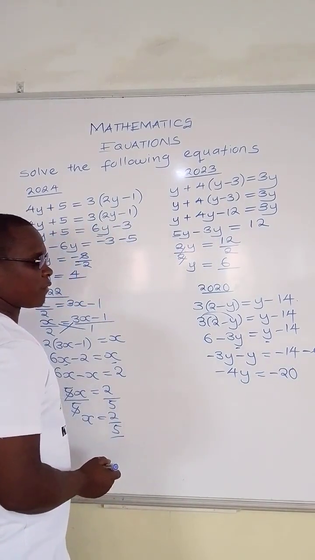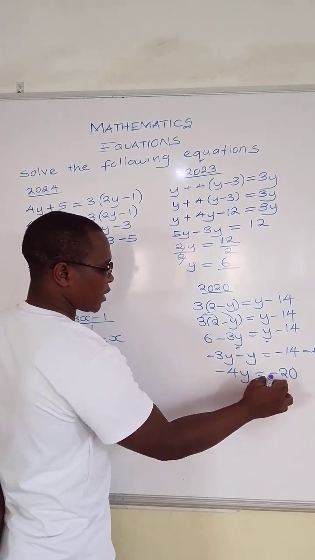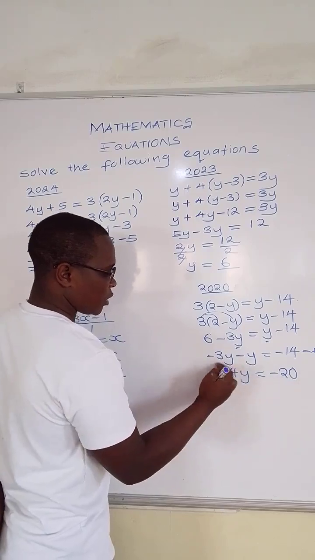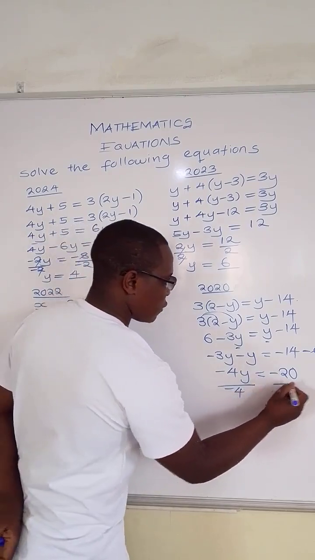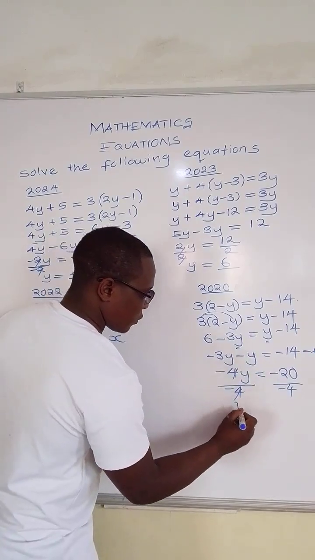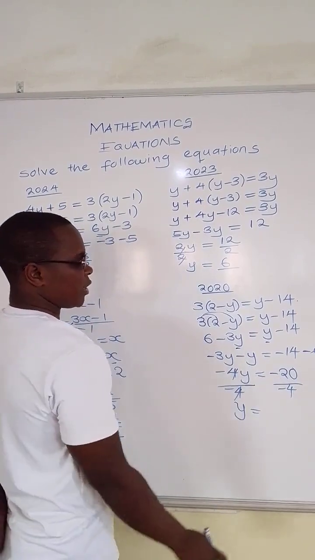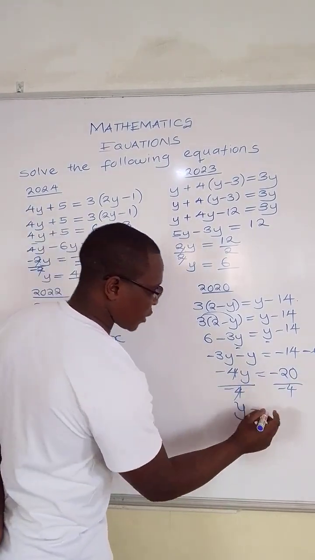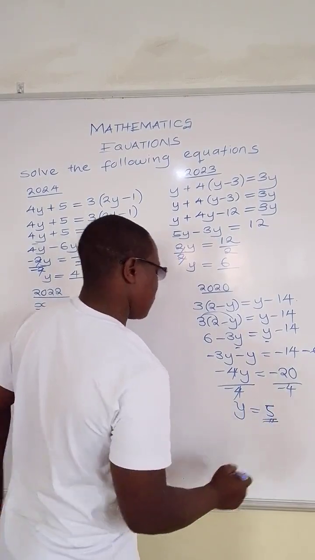Okay, now for us to remain with y, we are going to divide both sides by the coefficient of y, which is negative 4. So it's over negative 4 over negative 4. So these are going to go, we are going to remain with y is equal to negative into negative is positive. Then 4 into 20 get positive what? Positive 5. Okay?